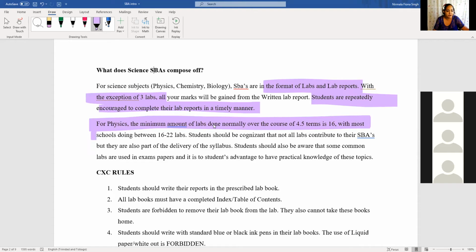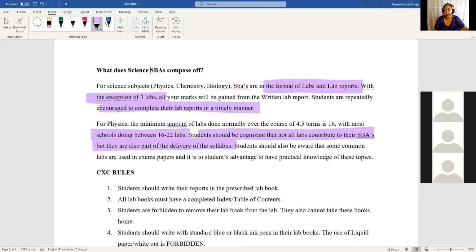Most schools do between 16 and 22 labs. If it was not for COVID restrictions, we would do 21 labs. But we have to look at that. Students must be cognizant of the fact that not all labs contribute to the SBAs and are also part of the delivery of the syllabus. So please note, students, not all of our labs are SBAs.